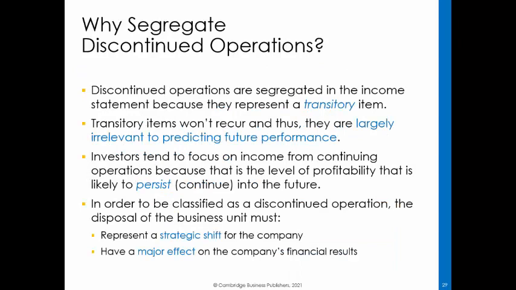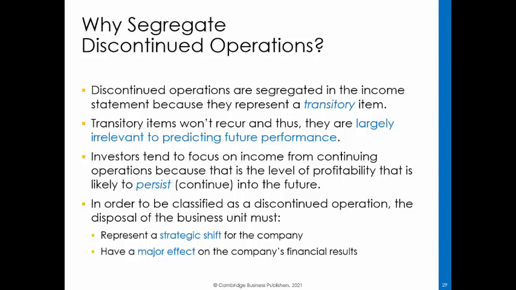Discontinued operations are segregated in the income statement because they represent a transitory item. That is, transactions or events that affected the current period and prior periods, but which will not recur. Many readers of the financial statements analyze current year financial statements to gain clues to better predict future performance. Investors are interested in income from continuing operations because that is the level of profitability that is likely to persist into the future. Likewise, the financial press tends to focus on income from continuing operations when it discloses corporate earnings.